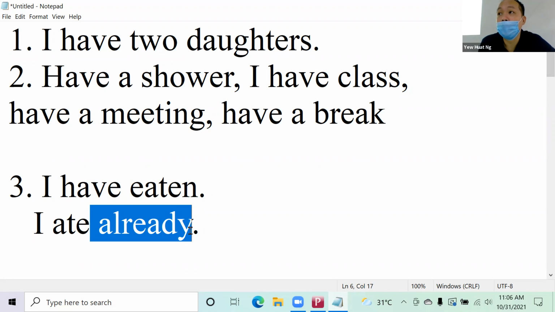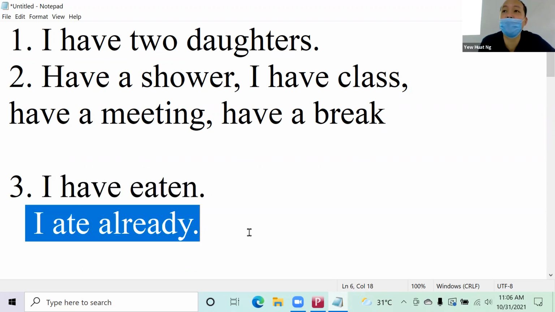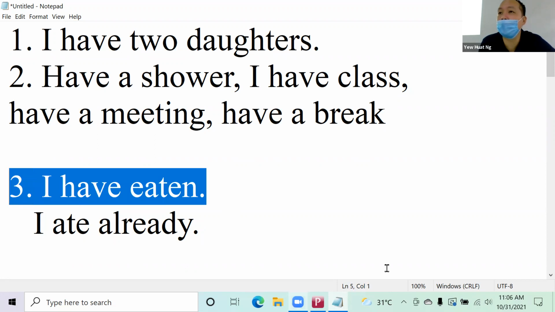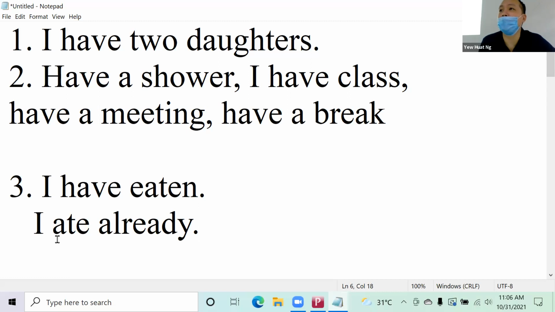Okay. So which one do I normally use? Do I use this one or this one? Which one do I not usually use? The first one. Singaporeans usually use the second one. Okay. They are both correct, but Singaporeans won't say I eat. Singaporeans will say I eat already. They won't say ate. They will say eat.